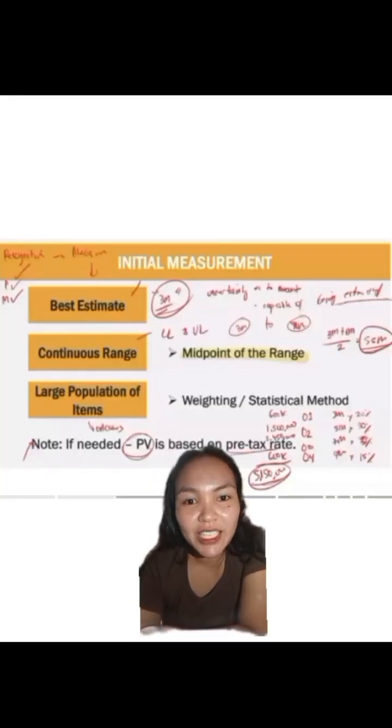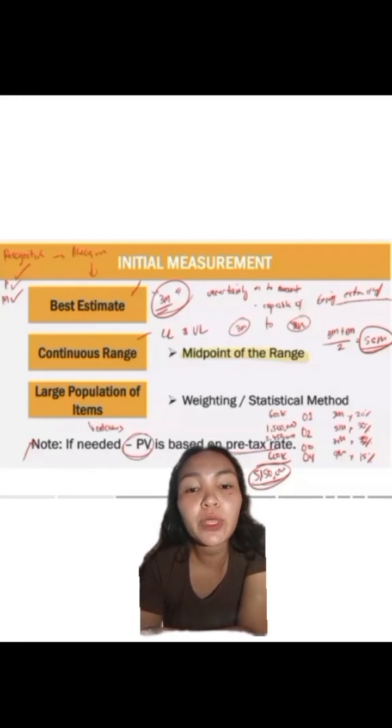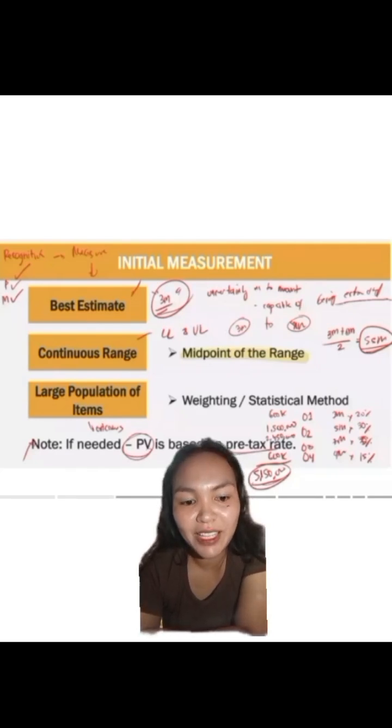So let's proceed to the initial measurement. The following are the measurement techniques to measure provisions. We measure it based on the best estimate because, again, it must be capable of being estimated. For example, if your best estimate is 3 million, then 3 million is the answer.